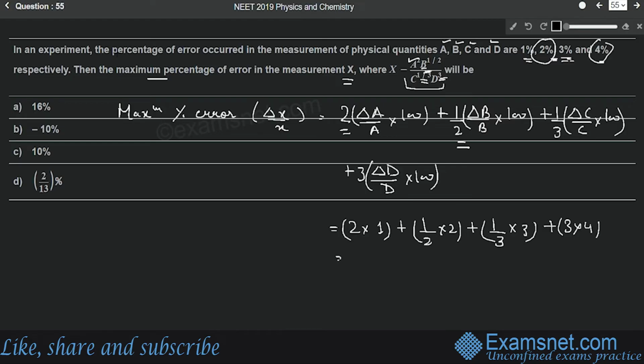Okay. So 2 into 1 is 2, plus half into 2 will be cancelled, this will be 1. 1 by 3 into 3 cancelled, so it will also be 1, plus 3 into 4 will be 12. Okay. So 2 plus 1, 3 plus 1, 4 plus 12 will be 16. So the maximum percentage error will be 16%. That means option A will be the correct answer.